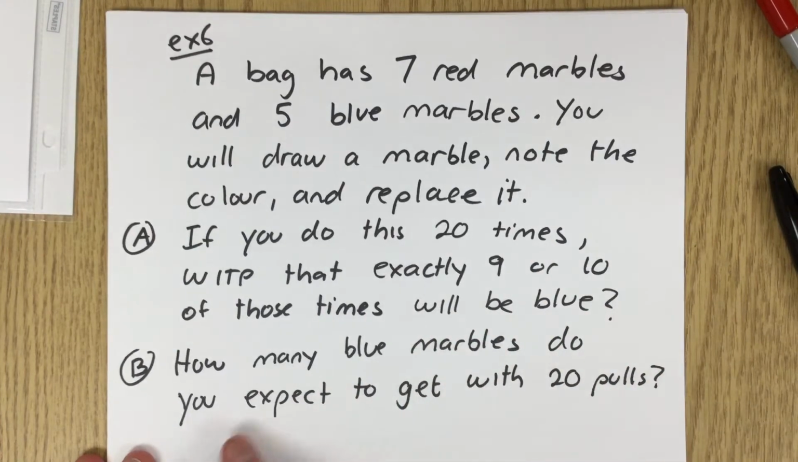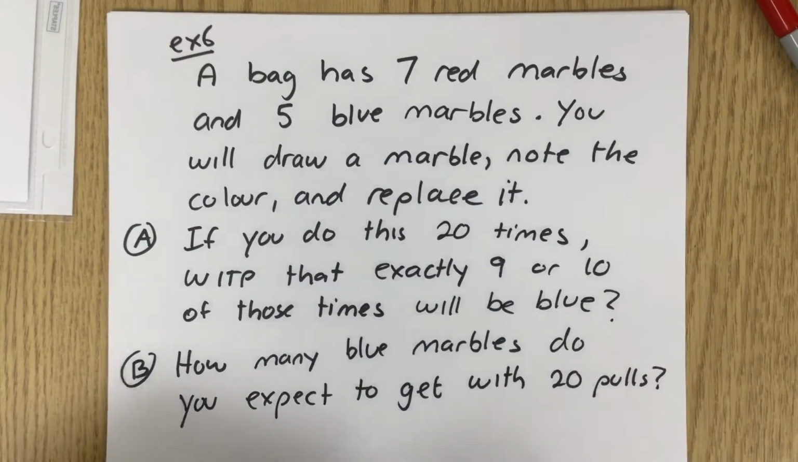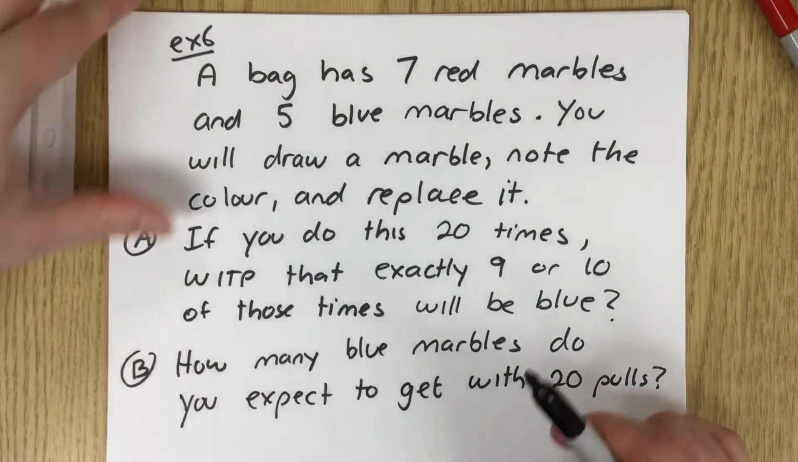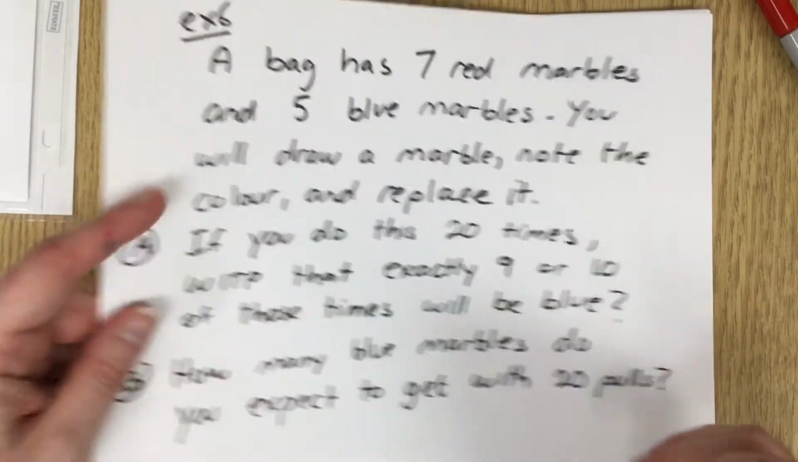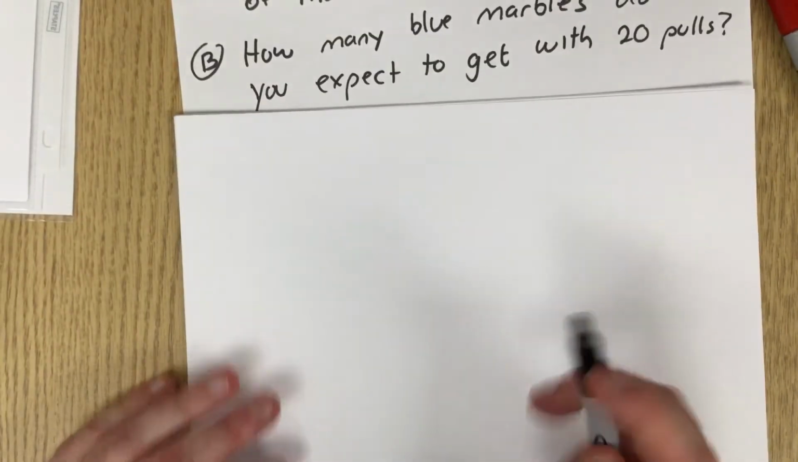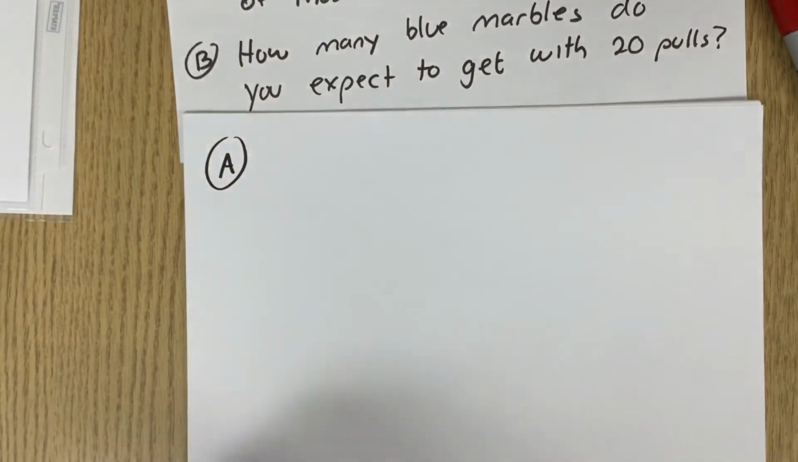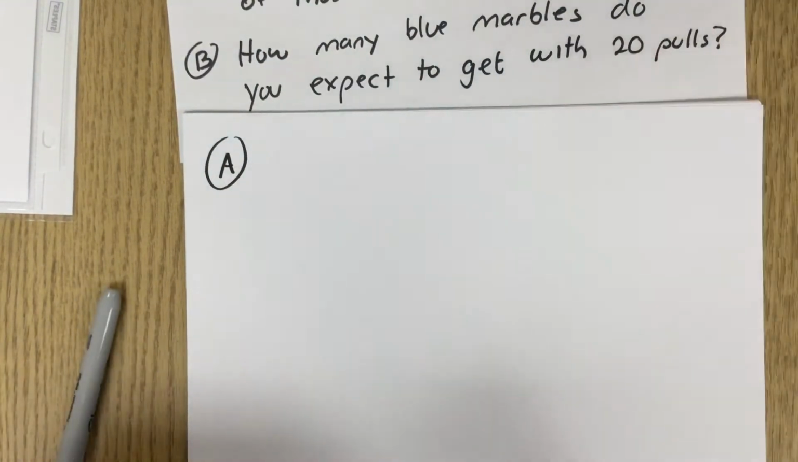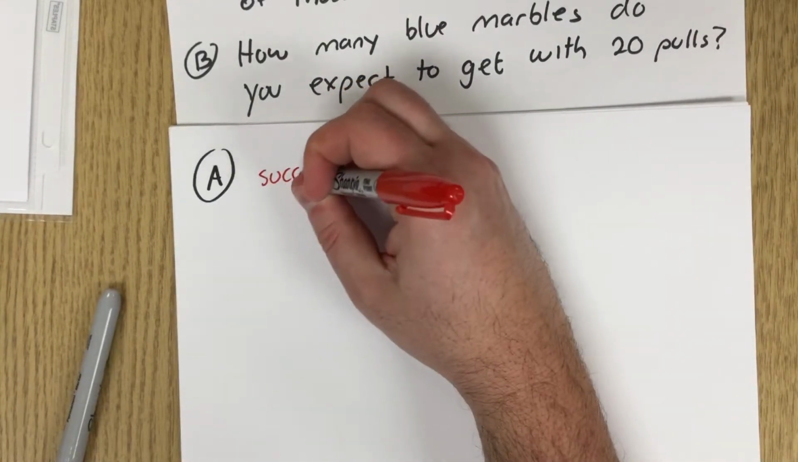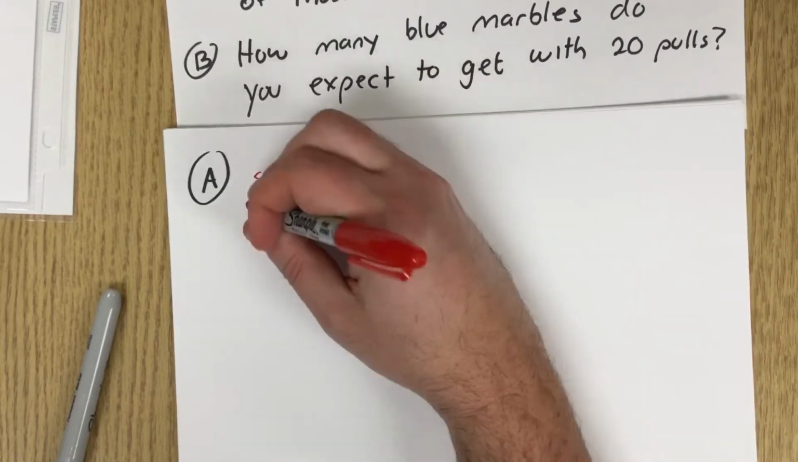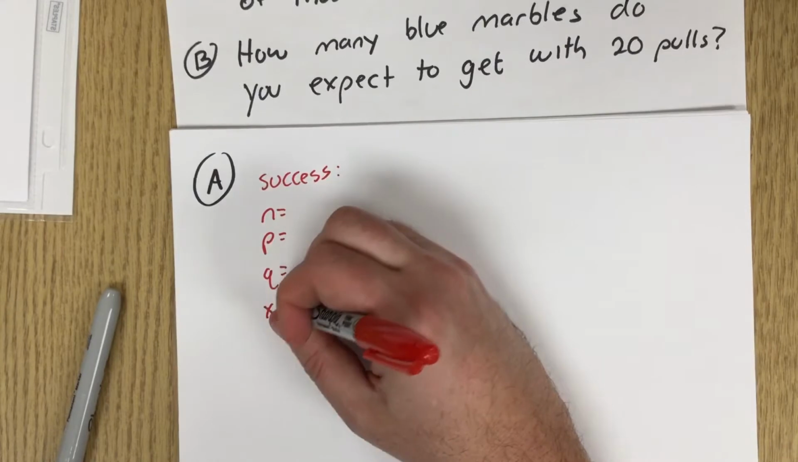And then we're going to have a part B. How many blue marbles do you expect to get with 20 pulls of a marble? So you're going to do that 20 times. Okay, we're going to do 20 times both ways. So let's do A. So we're going to say, what is a success? And then N, P, Q, X.